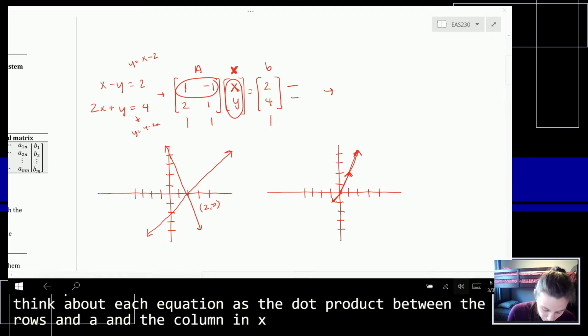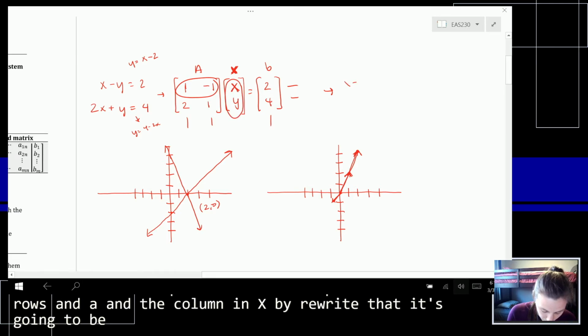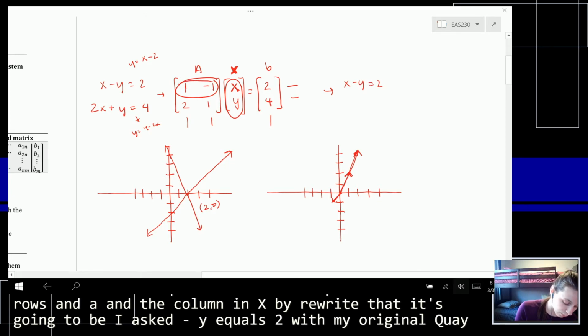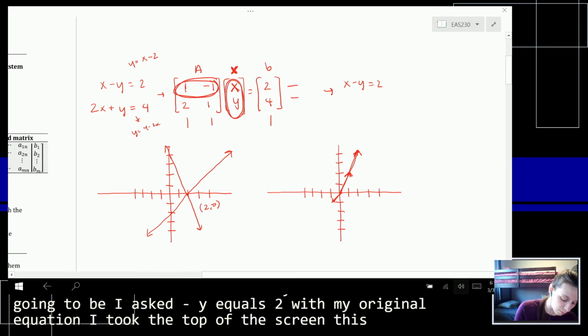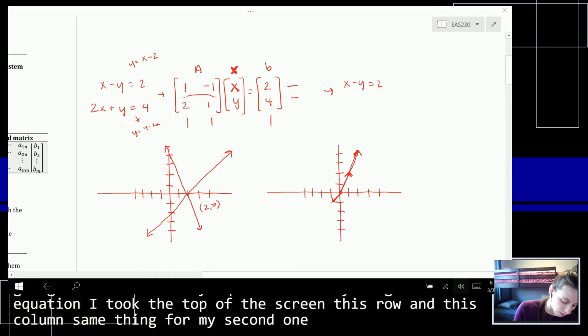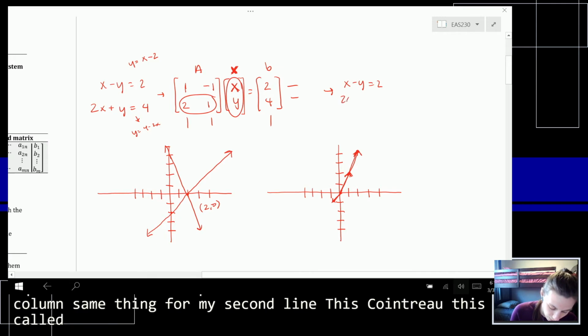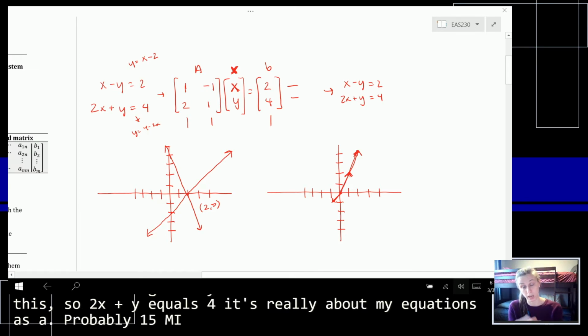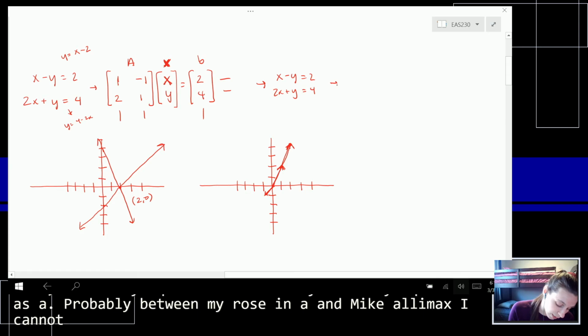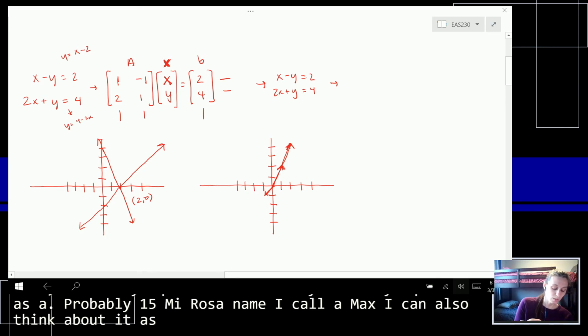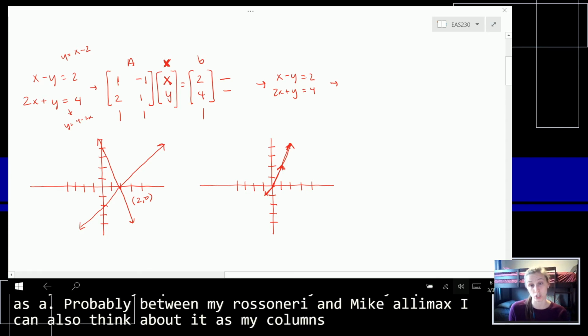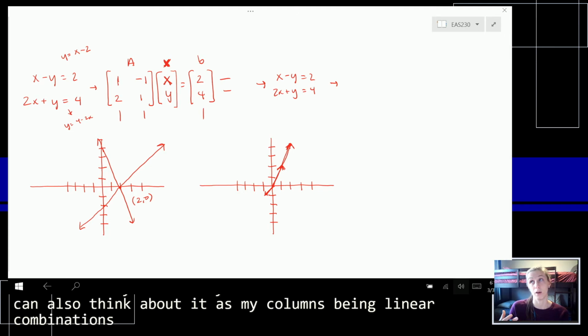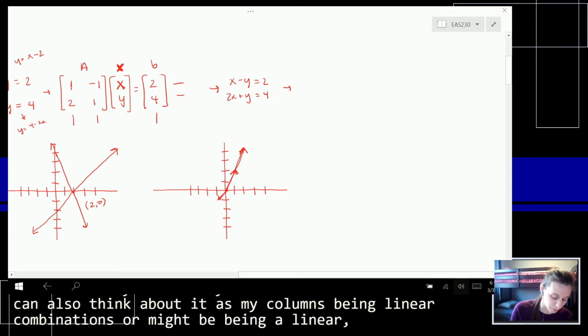So if I rewrite that, it's going to be x - y = 2. It's my original equation. I took the dot product between this row and this column. Same thing for my second one: this row, this column, so 2x + y = 4. And so I can think about my equations as the dot product between my rows in A and my column x. I can also think about b as being a linear combination of my columns of A.